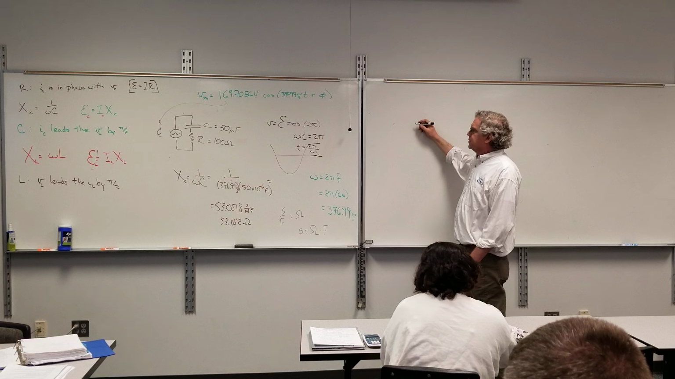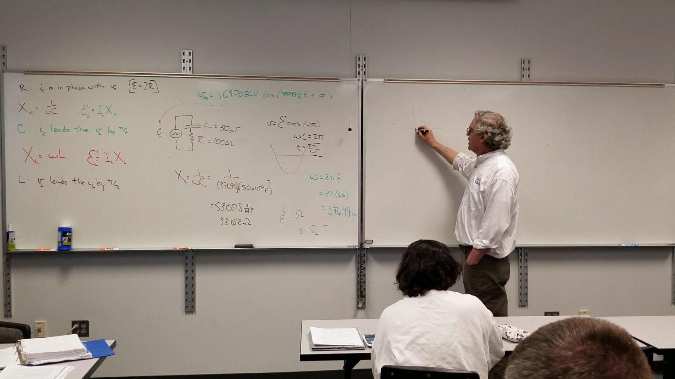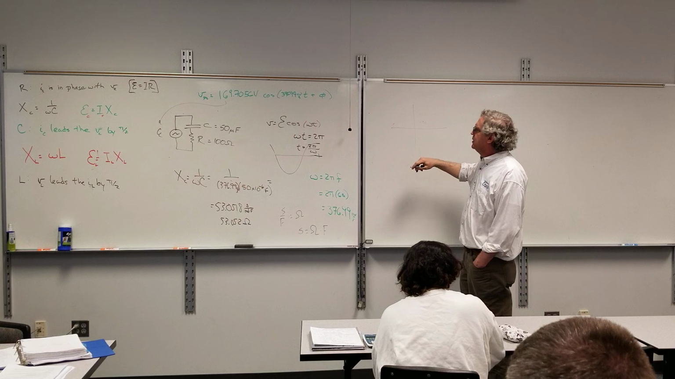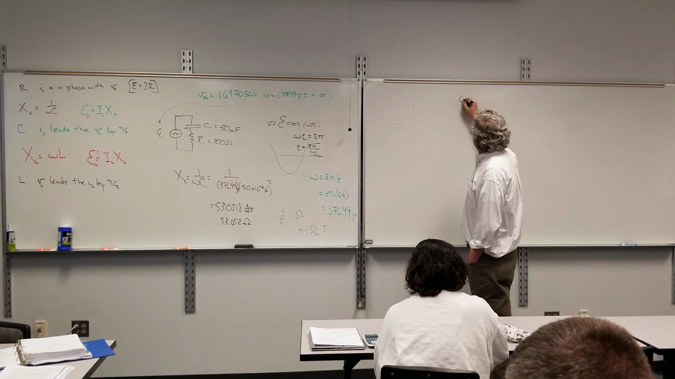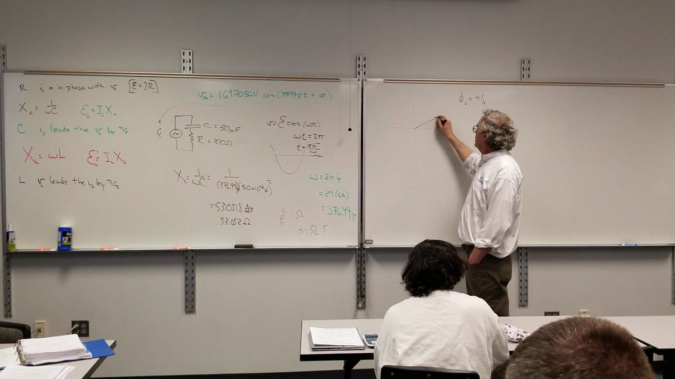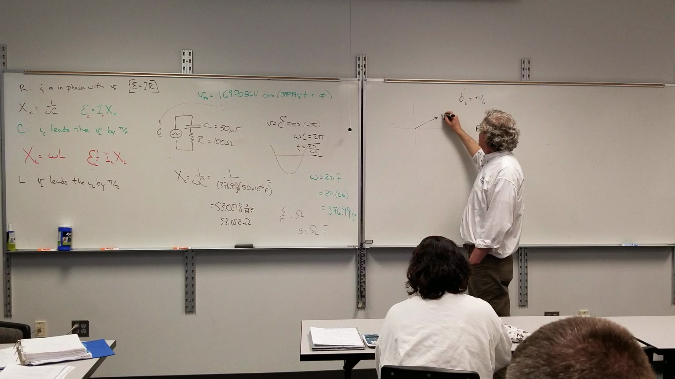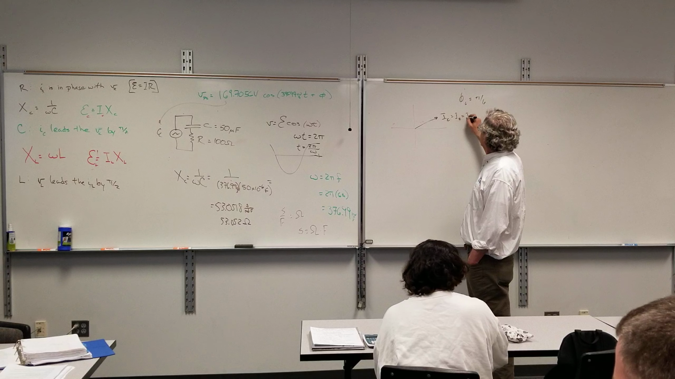Let's get back to where we were. We had our phasor diagram. Let's put the current phase shift to be, we'll say, pi over 6, which is roughly where I like to write it. That was I sub C equals I sub R equals I sub power supply.